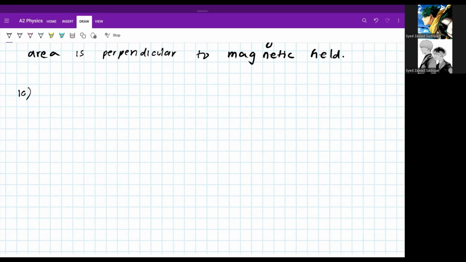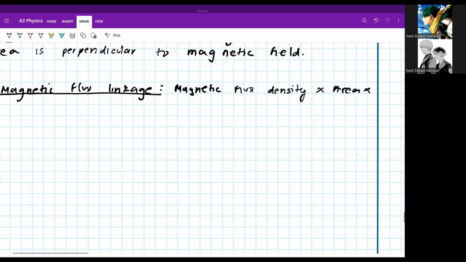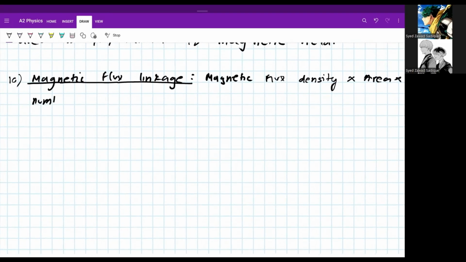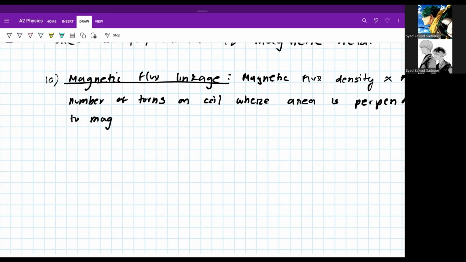Okay. Number 10, magnetic flux linkage. So the magnetic flux linkage is magnetic flux density times area times number of turns on coil, where area is perpendicular to magnetic field.